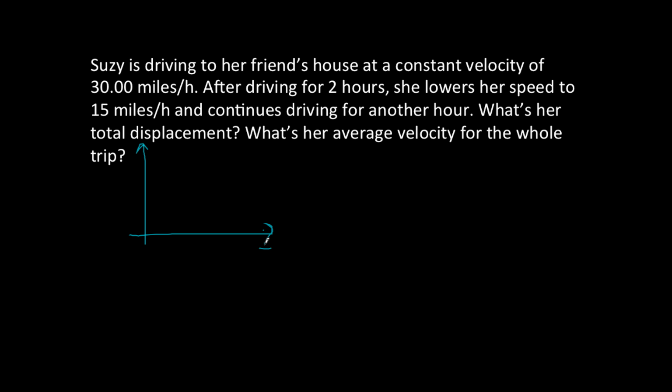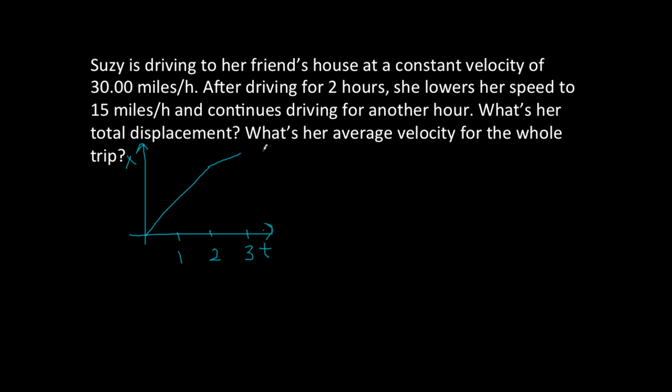And this is t, this is time, and this is position. And let's label the 3 points. Okay, so for the first 2 hours, she drives pretty quickly. Actually, no, she's not driving that fast. So she drives at 30 miles per hour. And after driving for 2 hours, she lowers her speed to 15 miles an hour, which means the slope decreases. It's less steep. It flattens out, whatever you want to say. And she continues driving for another hour.